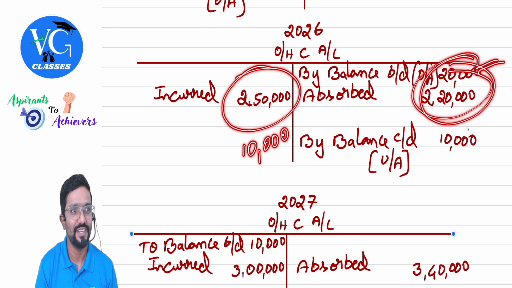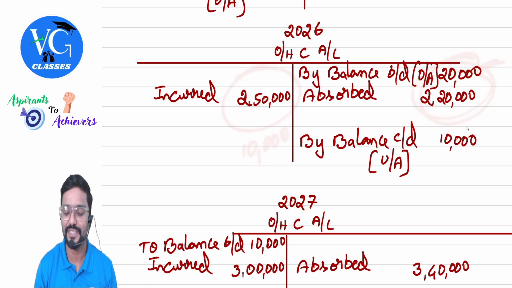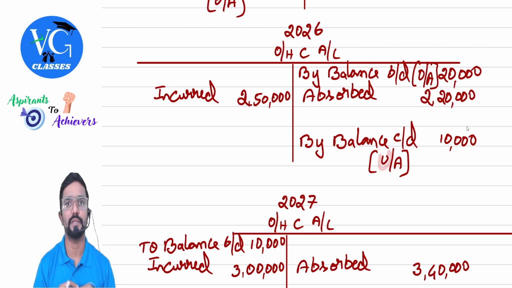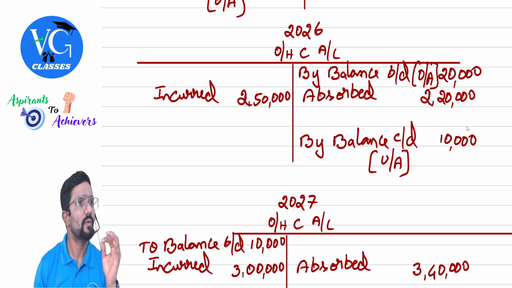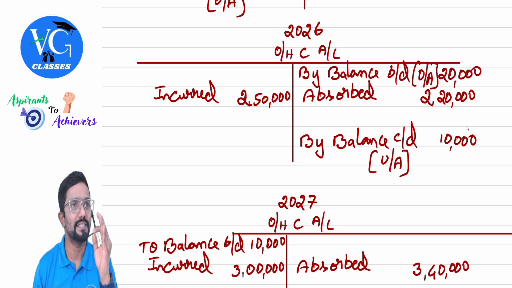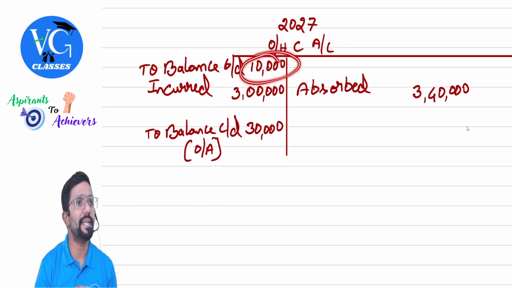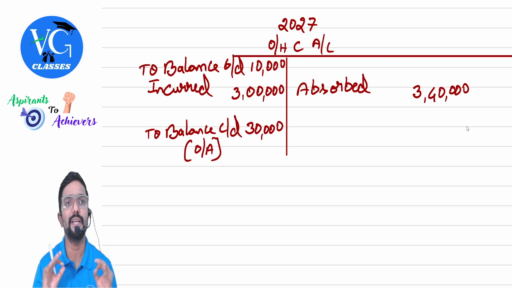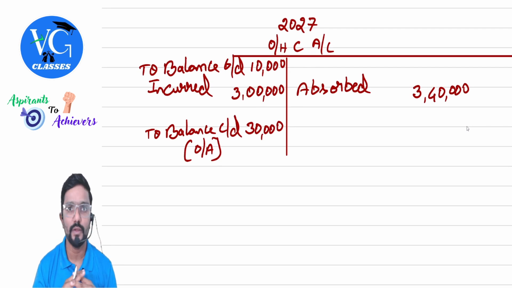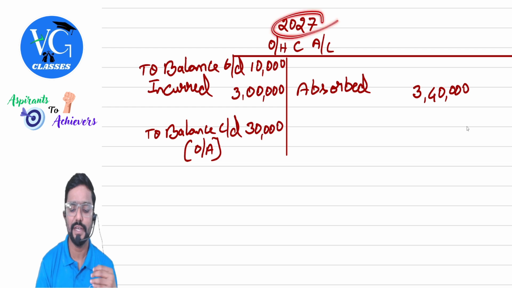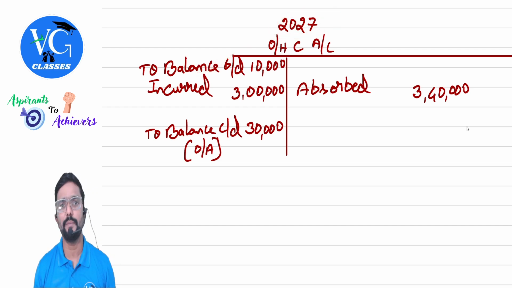What is it, sir? Under absorption. Am I transferring it to the costing P&L account? No. Why, sir? Because they gave an opening balance. So what should I do? Write it as the closing balance. What is that? Under absorption. Which balance is showing? Debit balance. So next year, 2027, we will start with what? Debit balance of 10,000. Got it? Yes. So in 2027, we are opening with a 10,000 debit balance.